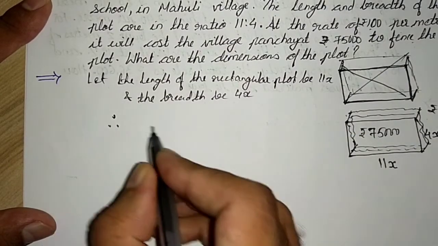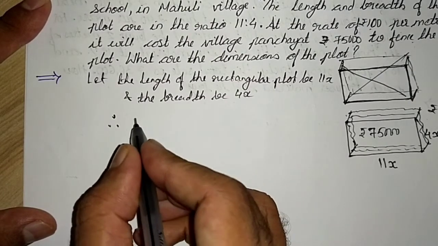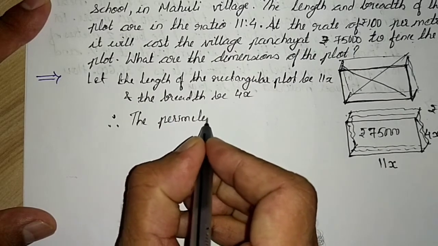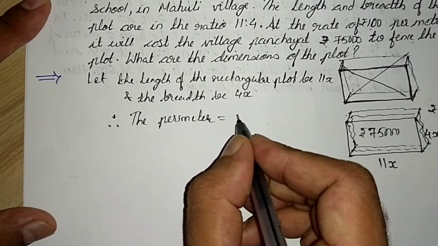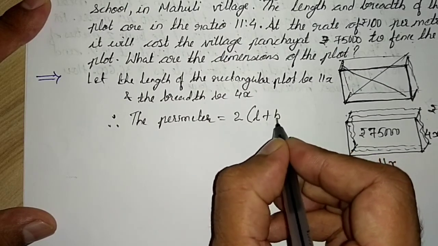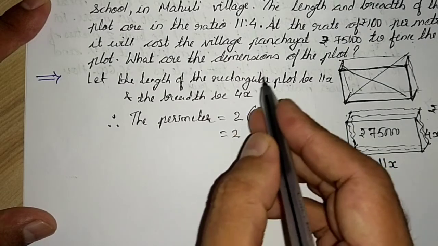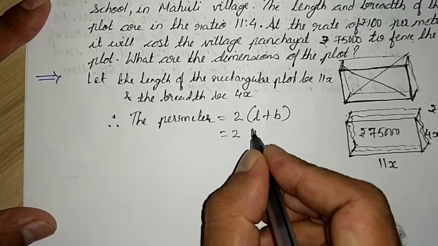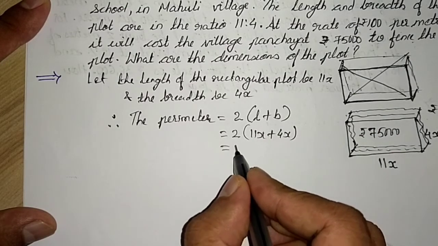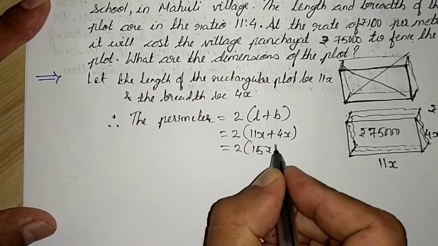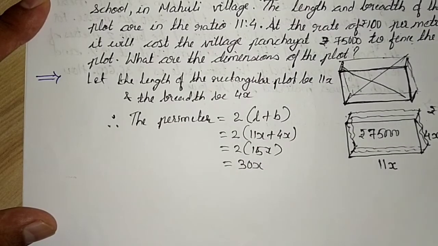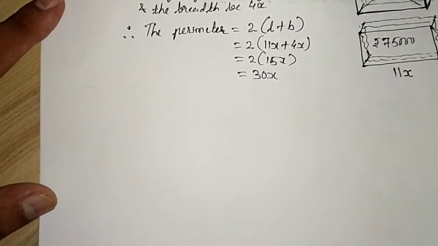Since I have told you we have to find the perimeter, therefore the perimeter is equal to 2 into bracket length plus breadth. And what is length? Length is 11x plus breadth is 4x. So we will get 2 into bracket 15x, which is equal to 30x. So the perimeter which we want is 30x.